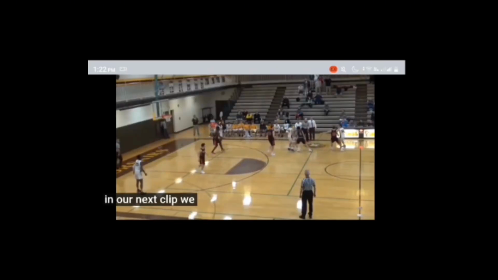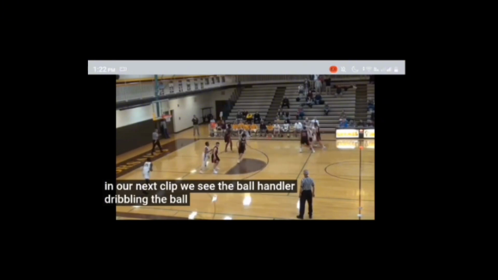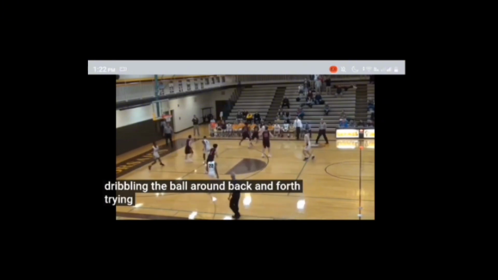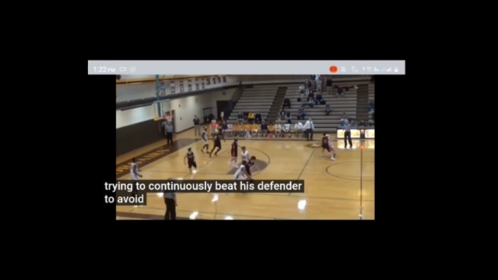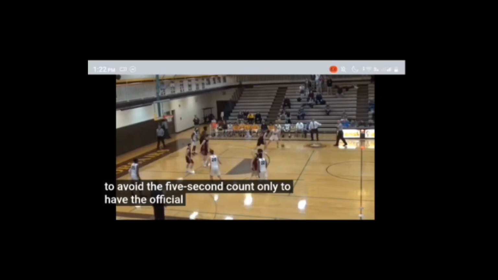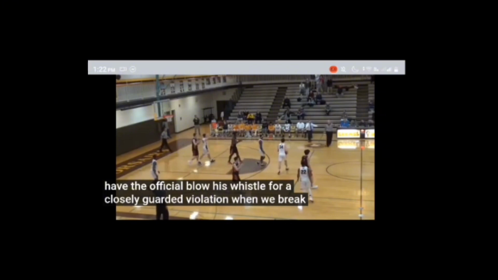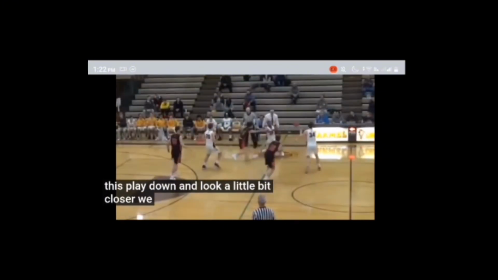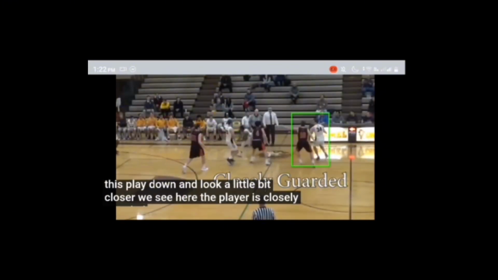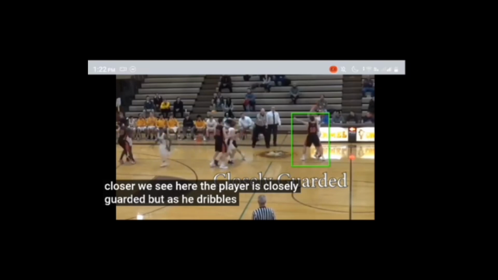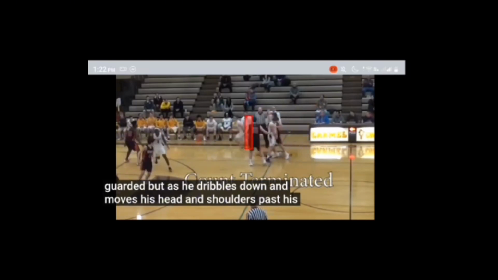In our next clip, we see the ball handler dribbling the ball around, back and forth, trying to continuously beat his defender to avoid the 5-second count, only to have the official blow his whistle for a closely guarded violation. When we break this play down and look a little bit closer, we see here the player is closely guarded. But as he dribbles down and moves his head and shoulders past his defender, he no longer becomes closely guarded and the count is terminated.